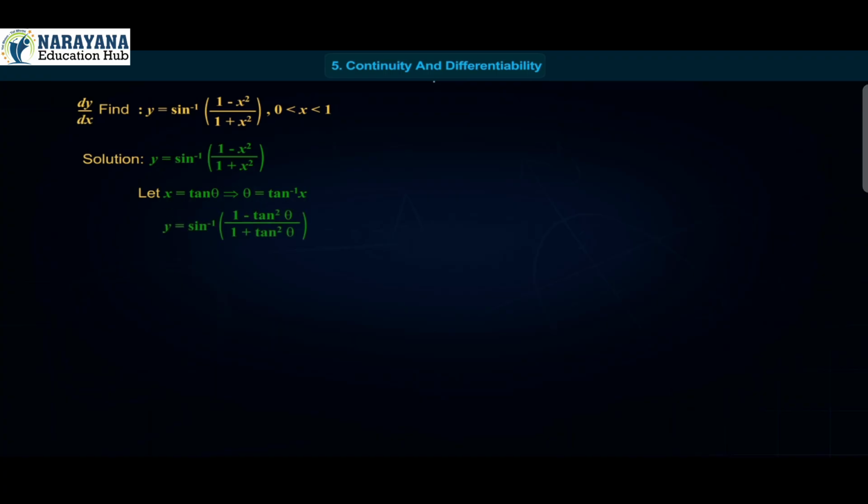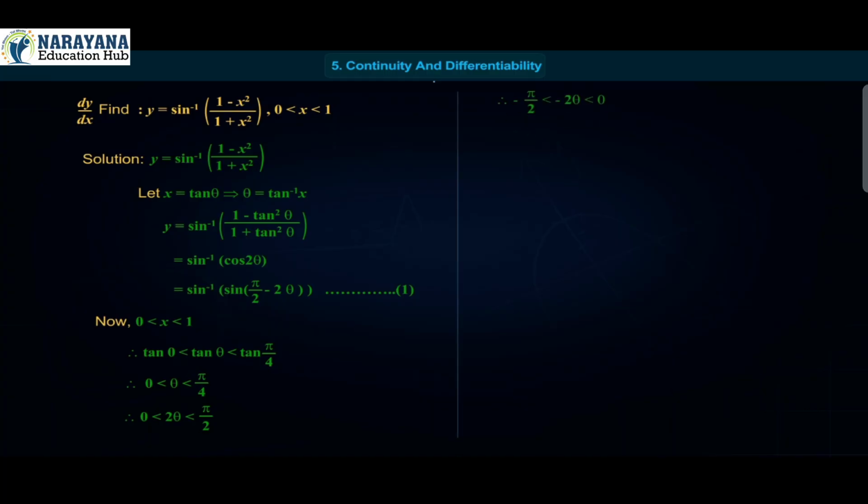Therefore, y is equal to sin inverse of (1 minus tan square theta) upon (1 plus tan square theta), is equal to sin inverse of cos 2 theta, is equal to sin inverse of sin (pi by 2 minus 2 theta), equation 1. Now, 0 is less than x is less than 1. Therefore, tan 0 less than tan theta less than tan pi by 4. Therefore, 0 less than theta less than pi by 4. Therefore, 0 less than 2 theta less than pi by 2.